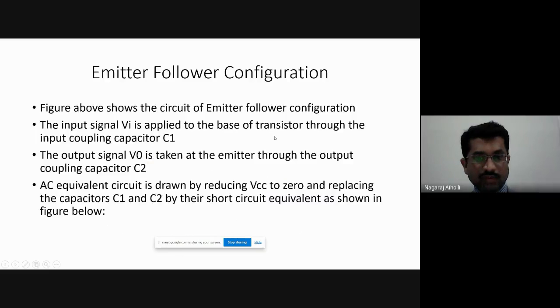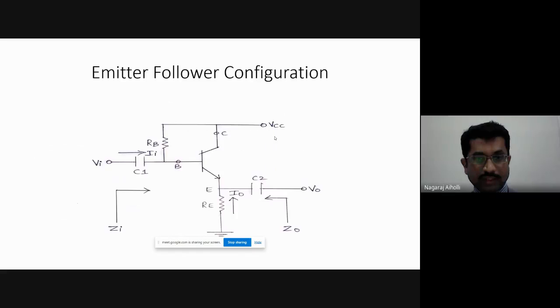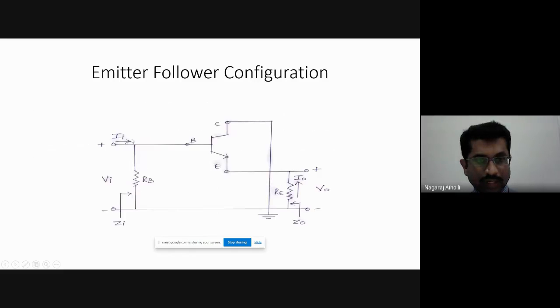So if you make VCC equal to 0 and the capacitors are short circuits, the circuit will look like this. This is RB. It is connected between the base terminal and ground. VCC is 0 here, we are making the DC voltage 0. That is what we are drawing here. RB is connected between the base terminal and ground.